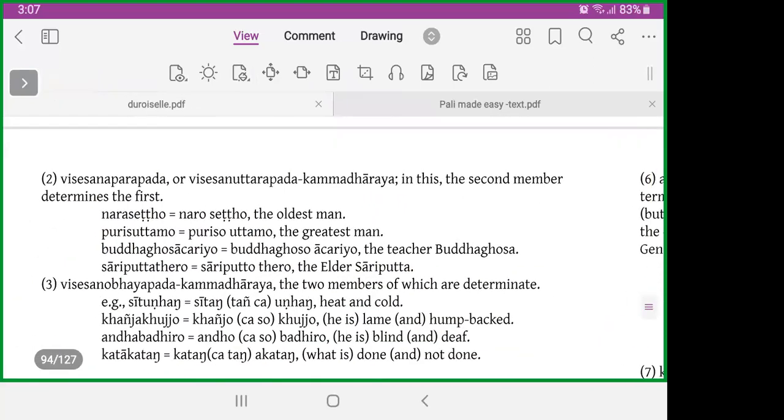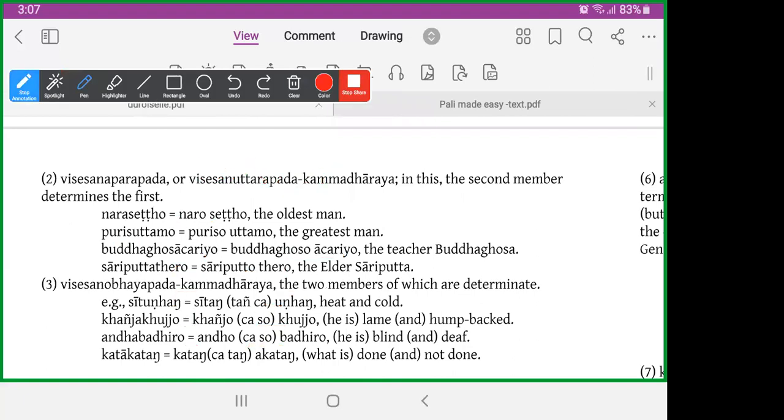Then the second one we already went through is the Visesana Parapada, where the second member determines the first. This means the second member is the adjective. So you got the Nara Seto, the earliest man or the best man. Seto actually should be the most outstanding man. And then Utama, then the Acharyo, teacher, Tero. Then you got another one where both are adjectives. So sitancha, unancha, kanjocha, kujocha, ando bahiro, katam, akatam. Okay, so you already learned all these are called adjective.